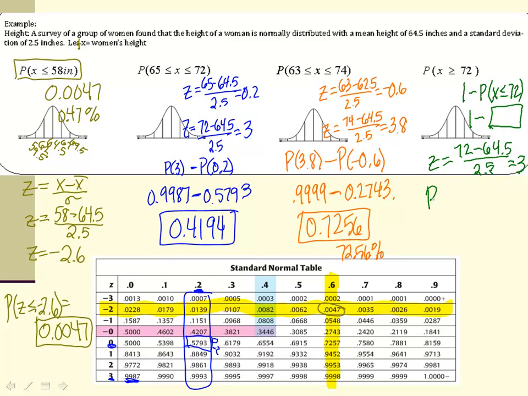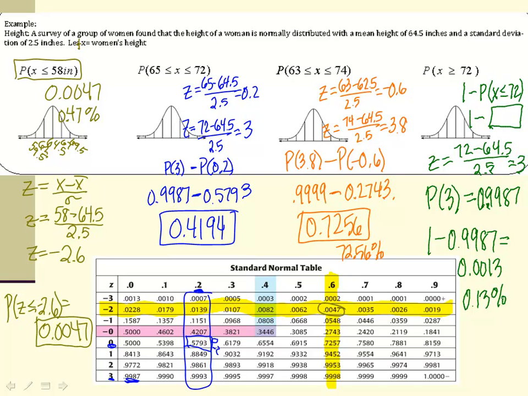So the probability for 3, if we use our table, that's really 3.0. So for 3.0, it's 0.9987. And like I said, that's the probability of our value being less than 72. The probability of our value being less than 72 is not what we want, though. So we're going to do 1 minus this value in order to find our probability of it being greater than 72. So that's 0.0013, which is 0.13%. So that is not very likely.